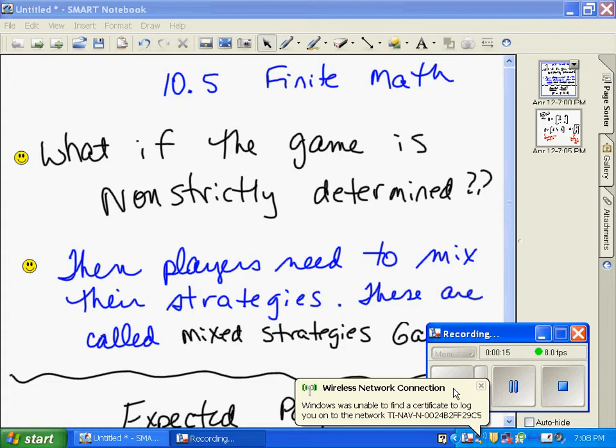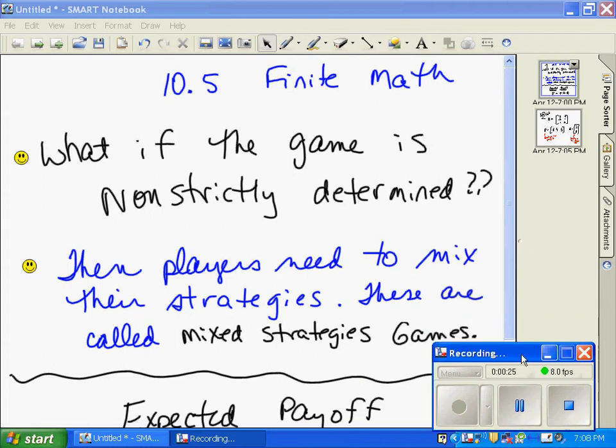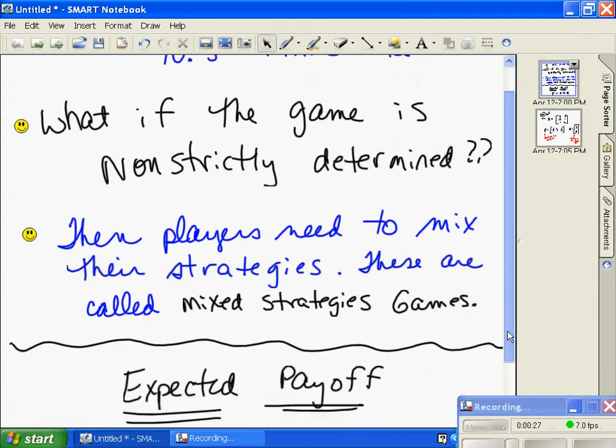You've got to recall that up until now we were finding out if a matrix was strictly determined or not, and up until now, yes, they all have been. So what if the game is not strictly determined? Then the players need to mix their strategies, and this is where we get the name mixed strategy games.